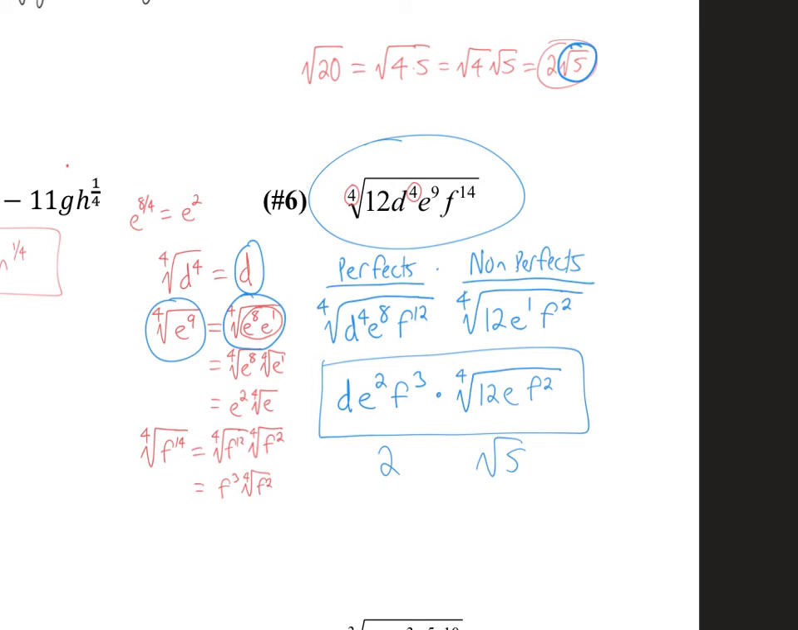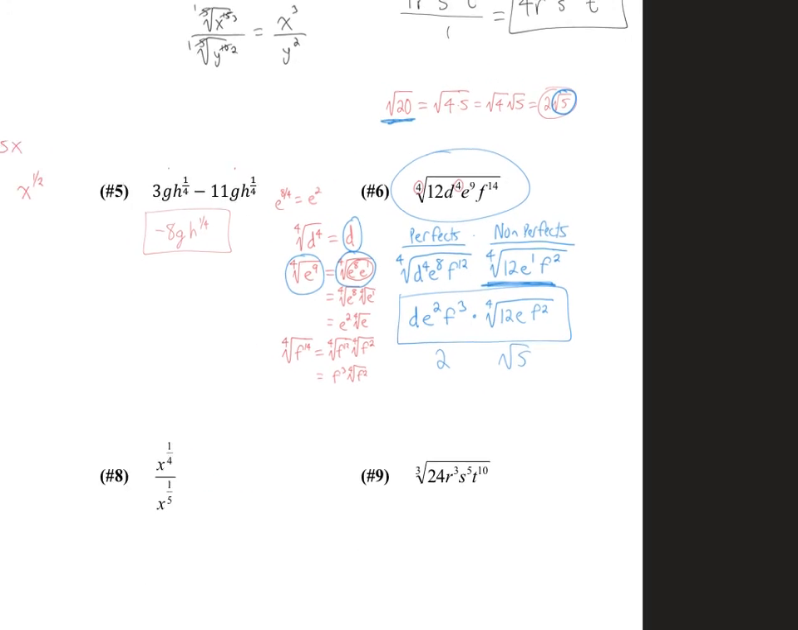So pretty challenging, but basically you want to do the same kind of thing as the square root of 20, where you split it up into perfects and non-perfects, and you break up the exponents into what divides by the root nicely and what doesn't, and what's all left over goes in the non-perfect section, okay?